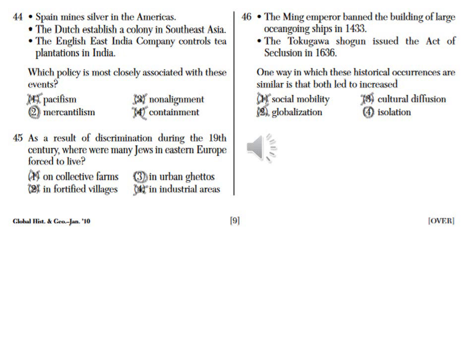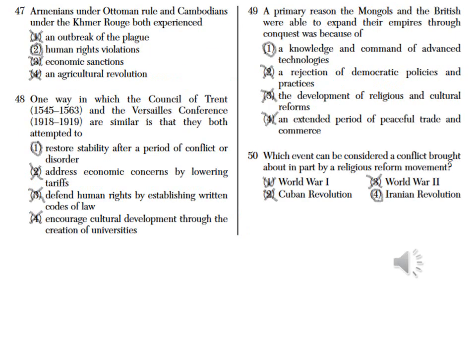So it's isolationism. If you see the first bullet point, he banned the building of large ocean-going ships. He didn't want people to go on those journeys to explore. And 4 is the right answer. Alright, let's move on. Alright everyone, we're almost done.